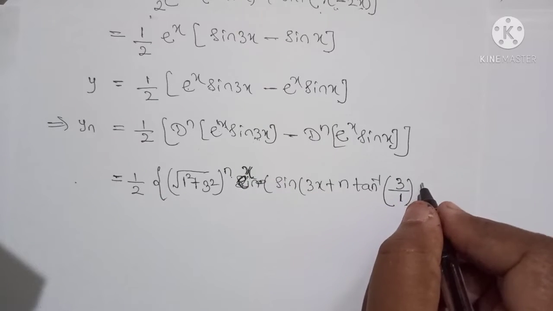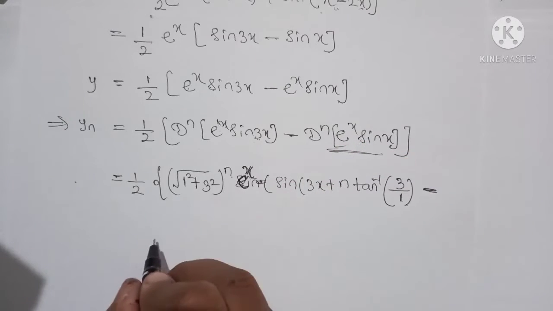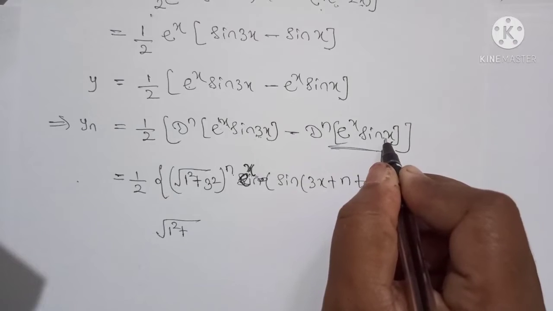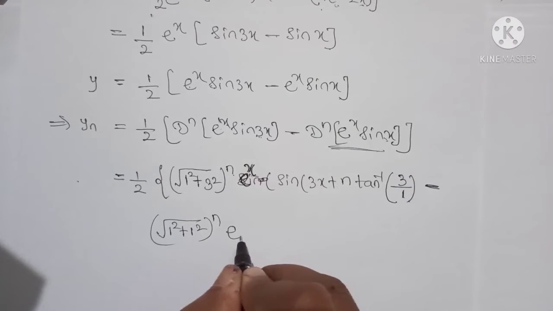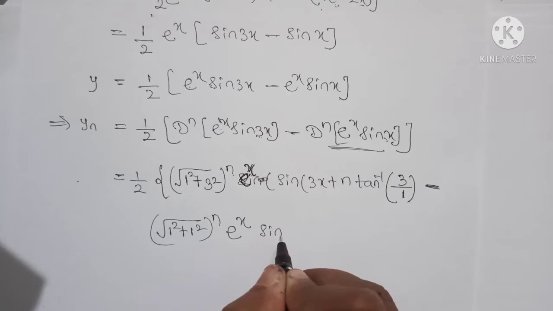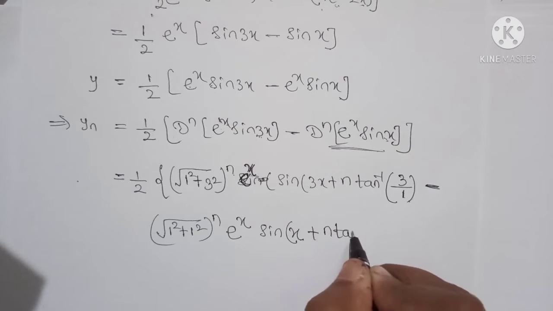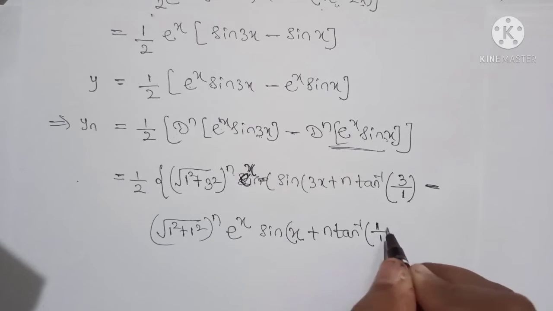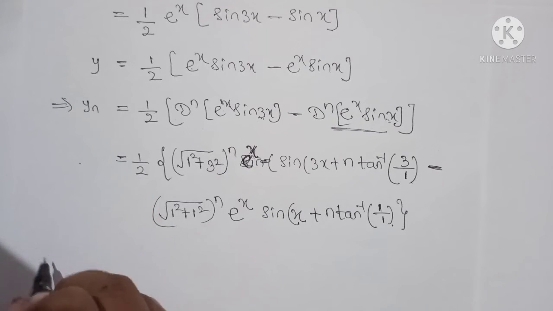Next, minus this one. Again applying the formula, we get the square root of 1 square plus 1 square, since the b value is also 1, whole power n, e raised to x sin x as it is, sin of x plus n tan inverse of b by a, where b is 1 and a is also 1. So here we applied the formula.